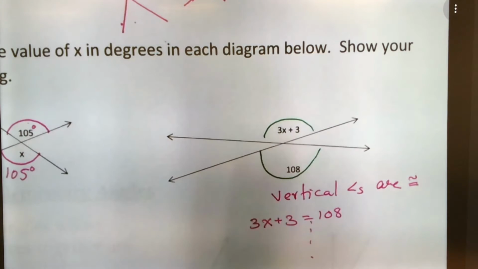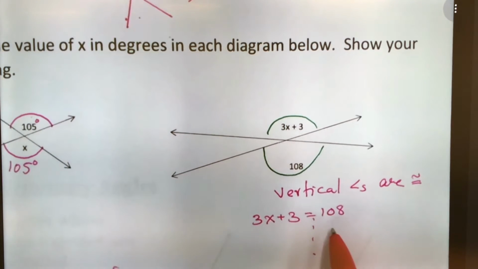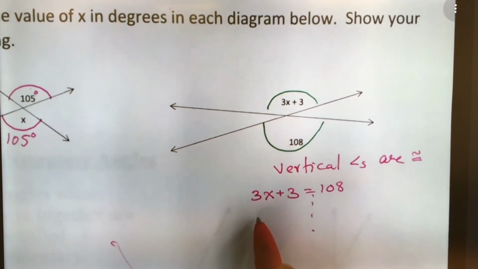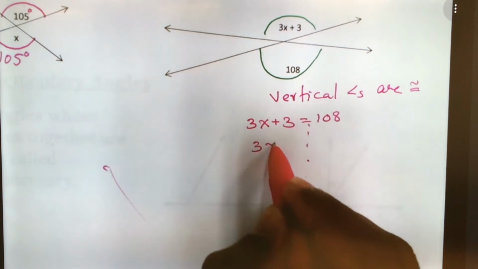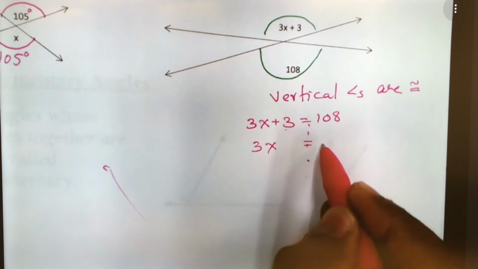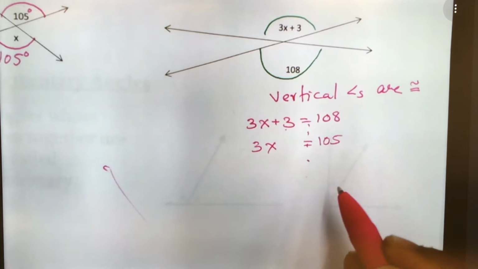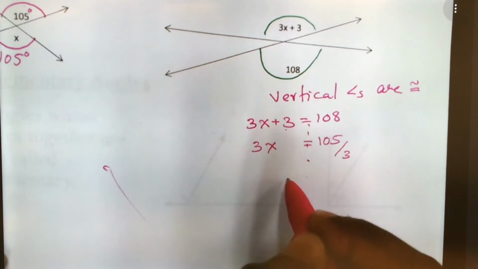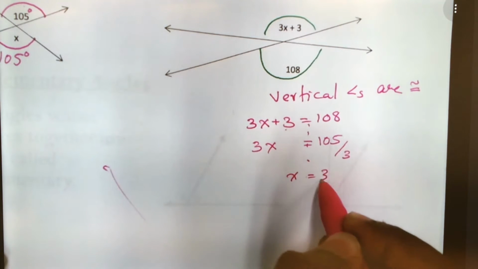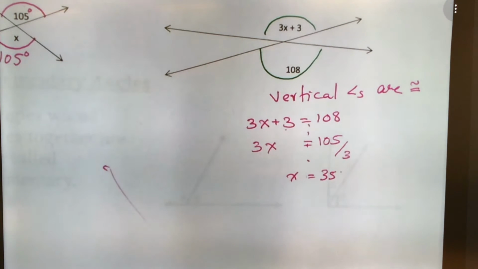First I need to subtract 3 from both sides. So I get 3x is equal to 108 minus 3, which is 105. Then you divide by 3, and I get x is equal to 35. So the value of x is 35.